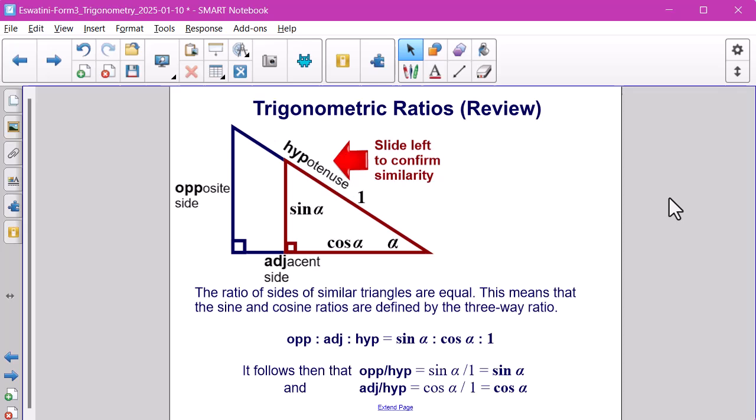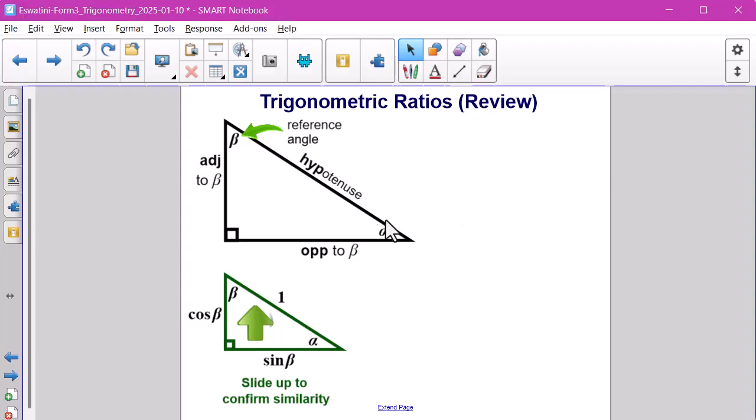As we saw in the previous slide, the ratios of the similar triangles are equal. This means that the sine and cosine ratios are defined by this three-way ratio. Opposite to adjacent to hypotenuse is equal to the sine to the cosine to 1. It also follows that the opposite over the hypotenuse is equal to sine over 1, which equals the sine of alpha. And the adjacent over the hypotenuse is equal to the cosine of alpha over 1, or the cosine of alpha.